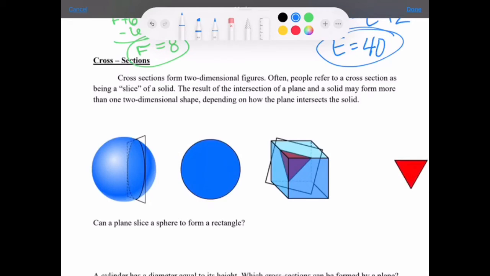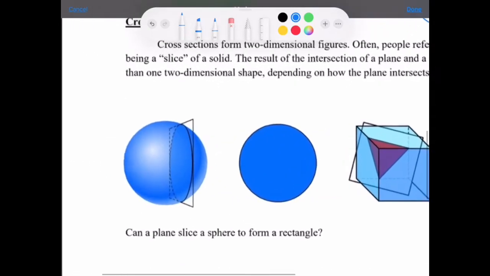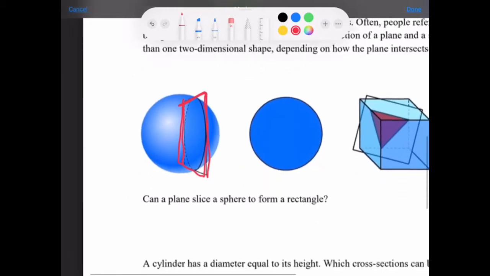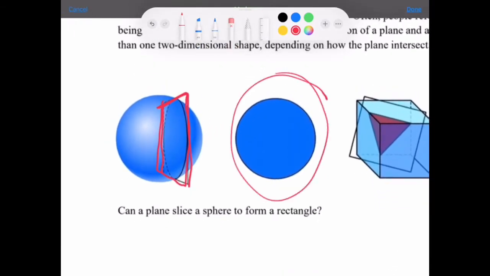Okay, so a cross section, this says cross sections form two-dimensional figures. Often people refer to cross sections as being a slice of a solid. The result of the intersection of a plane and a solid may form more than one two-dimensional shape, depending on how the plane intersects the solid. So let's look at this circle here. When you take a slice of this circle, which is what they did right here, they took a slice, right? That's what a cross-section is. It's a slice. If you cut a sliver out of a ball, it would be the shape of a circle, right?